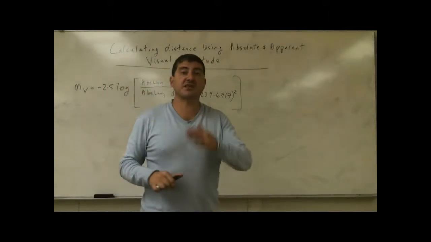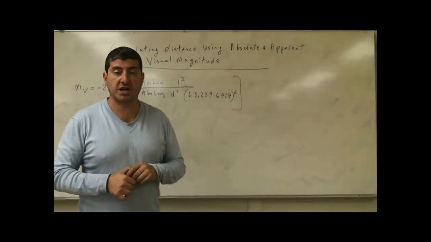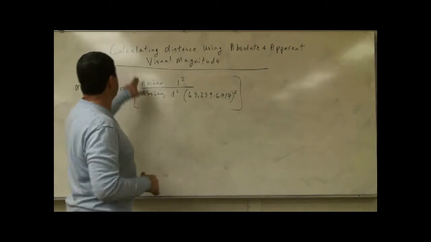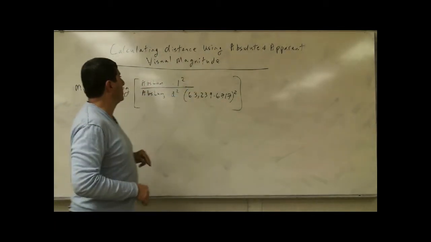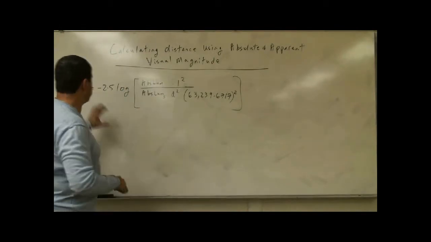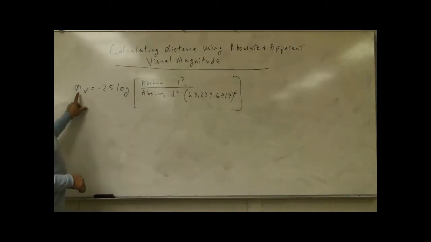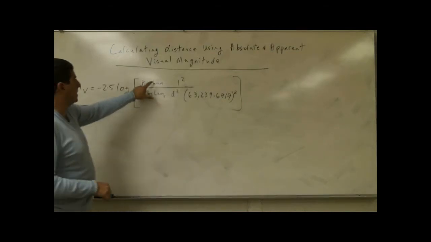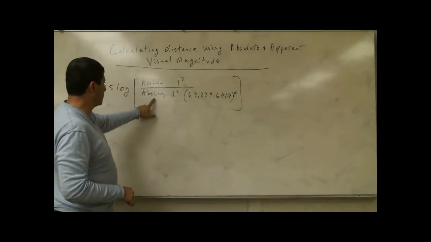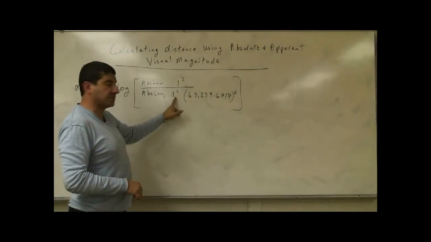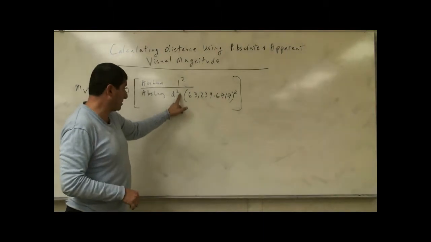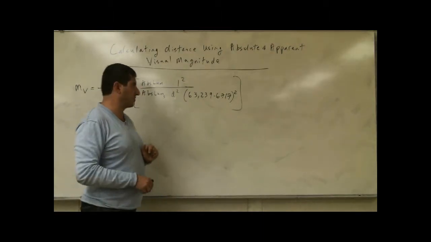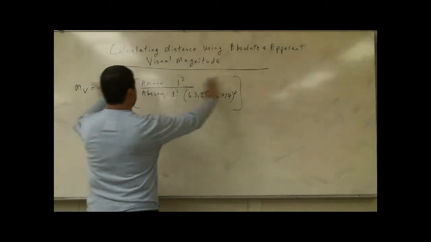Okay, now we get to the last of the succession of these videos on the Hipparchus scale, and we're going to title this Calculating Distance Using Absolute and Apparent Visual Magnitude. The equation that we just developed was that the apparent visual magnitude was negative 2.5 log of absolute luminosity over absolute luminosity of the sun, 1 squared over the distance of a star in light years squared times the AU conversion. What I'm going to do is now separate these two.